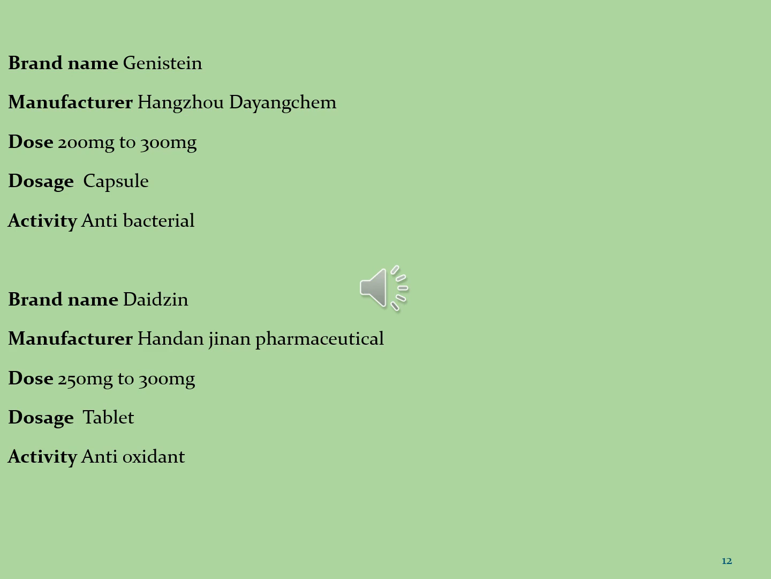The next brand is Daidzin. It is manufactured by Handan Jinan Pharmaceuticals. We take its dose 50 mg to 300 mg, and it is formulated in tablet dosage form. So this brand or product is taken as an antioxidant drug.